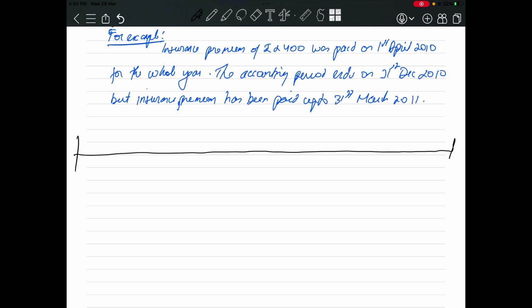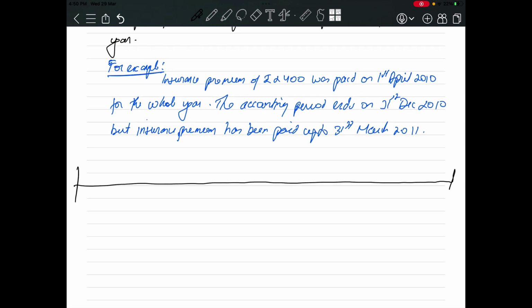So what has the question said? The insurance premium of 2,400 was paid on 1st April 2010 for the whole year. What does this whole year mean? For 12 months. Now the accounting period ends on 31st December, right? Now what will be the start of the accounting period? We can say it will be 1st January 2010, obviously. If it ends on 31st December, the start will be 1st January 2010.